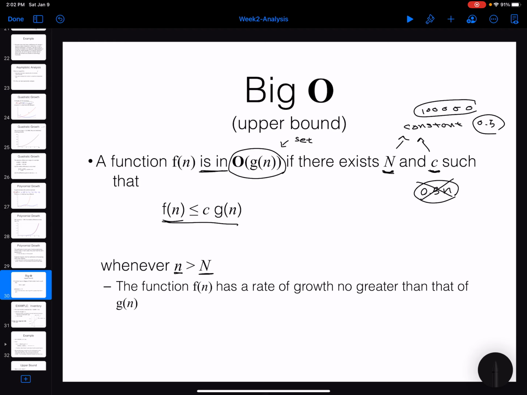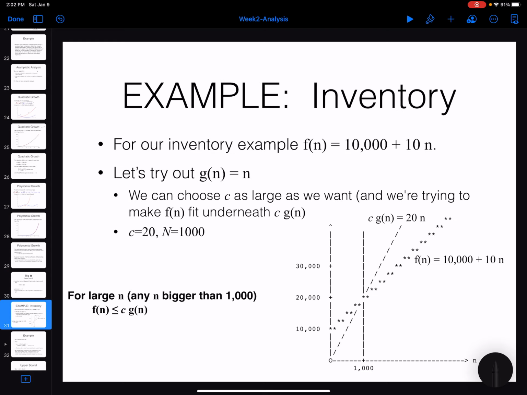If f of n is in big O of g of n, it means that the growth ratio of f of n is no greater than the growth ratio of g of n. It's just like g of n is going to be an upper bound for f of n. Definitely the growth ratio of g of n is going to be greater than or at least equal to the growth ratio of f of n.